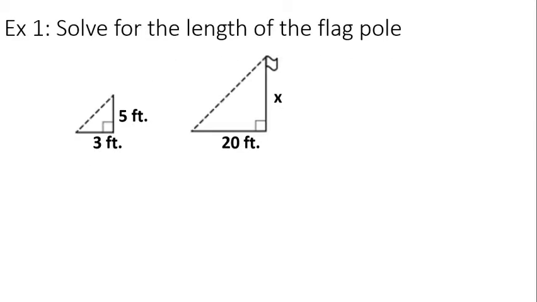In this first part, we're going to be solving for the length of a flagpole. So we're using these two similar triangles. What you have to do first is figure out what parts correspond to each other. So I know this side, the 5 feet, corresponds to the flagpole, the X, as well as the 3 feet on the bottom corresponds to the 20 feet right there.